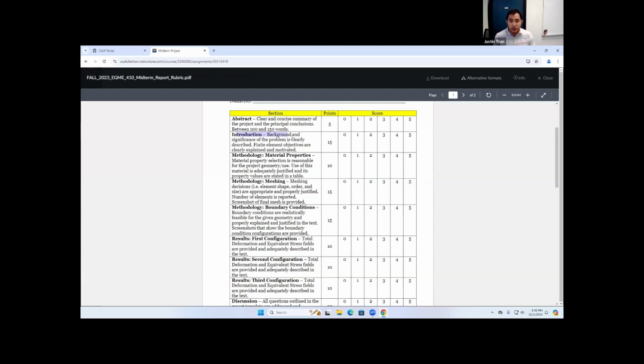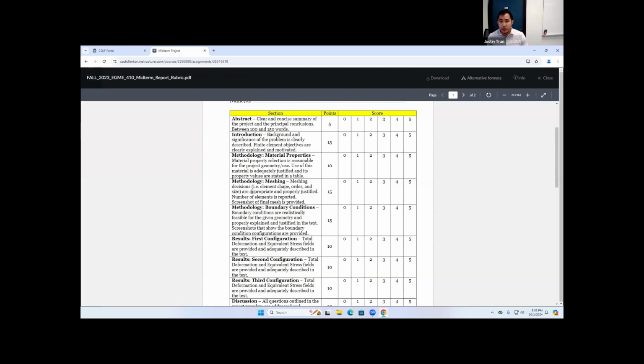There's the introduction, which is worth 15 points. The main thing I'm looking for in the introduction is whether or not you have a well-defined finite element objective, and whether or not that objective can be feasibly solved using a finite element simulation. Then we have your methodology sections, and so we have material properties. I'm checking to make sure that your material selection is reasonable given your geometry and given your objective, and that you've adequately justified it in the text.